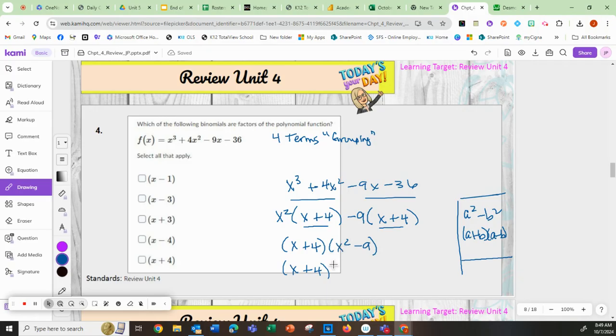A is going to be the square root of x squared, which is going to be x. B is going to be the square root of 9, which is going to be 3. So x squared minus 9 is going to factor into x plus 3 times x minus 3. So these are my 3 factors, and I'm selecting all that apply. So x minus 1 is not a factor, x minus 3 is a factor, x plus 3 is a factor, x minus 4 is not a factor, but x plus 4 is a factor.